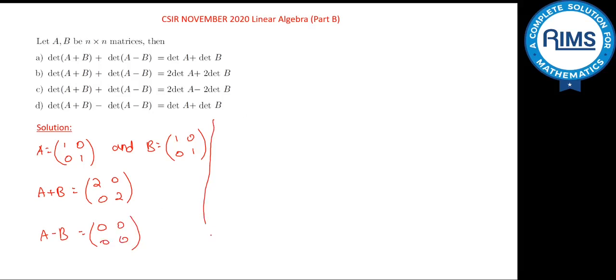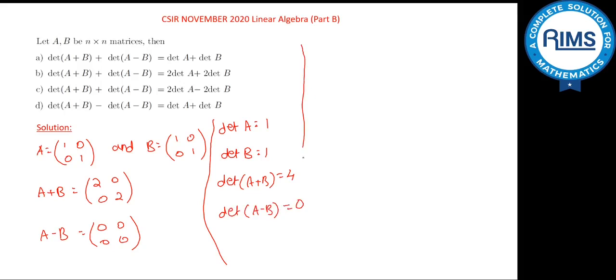Now what are the determinants of these matrices? Determinant of A equal to 1, since A is an identity matrix. Similarly, determinant of B is also 1, and determinant of A plus B equal to 2 into 2, that is 4, and since A minus B is the 0 matrix, determinant of A minus B equal to 0. Now consider the four options.